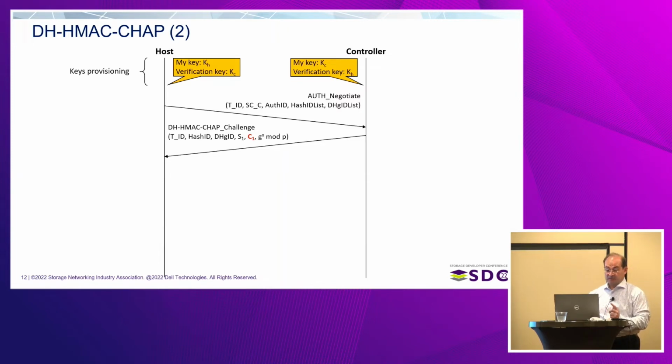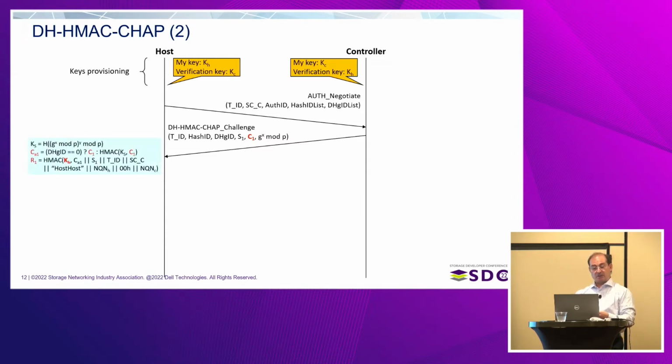That carries the transaction ID, since we are continuing this transaction, the specific hash that has been selected by the controller, the specific Diffie-Hellman group that will be used for this authentication transaction, a sequence number, and the challenge. That is the challenge that the controller is sending to the host to authenticate the host. So in this transaction, the first step is for the controller, the subsystem, to authenticate the host that is trying to access the subsystem. And then I have the Diffie-Hellman parameter, G^X mod P, associated to the specified G.